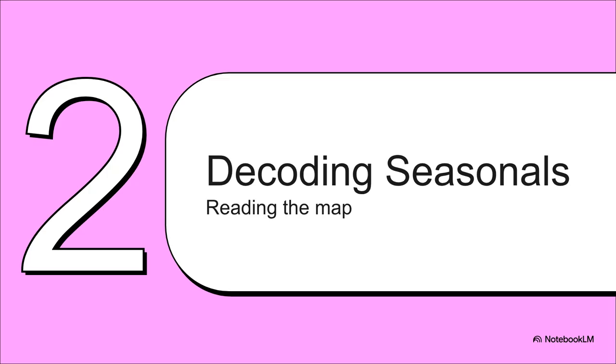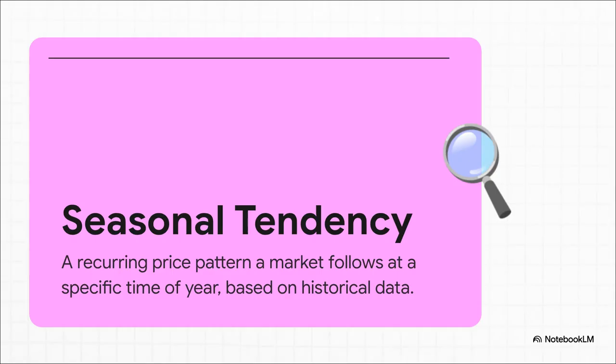So we have this idea of a map, right? But how do we read it? Well, that's what this next part is all about, decoding seasonal tendencies. This is the key to unlocking the whole thing. So, what is a seasonal tendency? Honestly, it's pretty much what it says on the tin. It's a pattern, a habit that a market tends to follow at a certain time of the year. Think of it like the seasons. It's not just random guesswork. It's based on looking back at years, sometimes decades of data to spot these recurring moves.